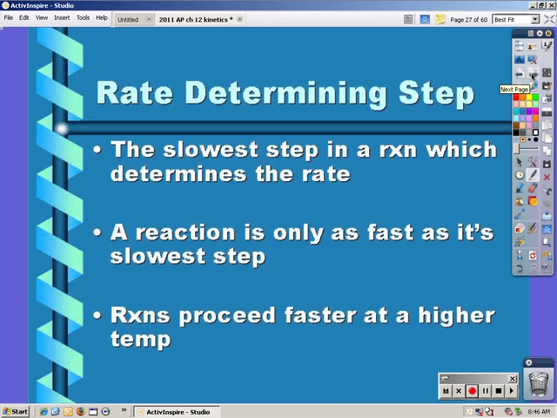Before we get to that, there's a rate determining step, and that's the slowest step in a reaction, which determines the rate, because a reaction is only as fast as its slowest step. And reactions proceed faster at a higher temperature. Increase the temperature, reactions happen quicker because there are more collisions.